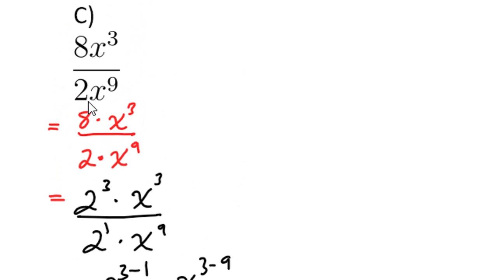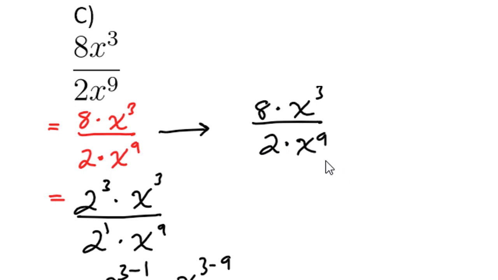Okay, I would like to come back here. Okay, so after this step, we said if you notice that 8 is the same thing as 2 cubed, then we could go ahead and apply the property for quotient. But sometimes we're not going to be able to do that. So let me just go ahead and rewrite this. 8 times x cubed divided by 2 times x to the 9th.